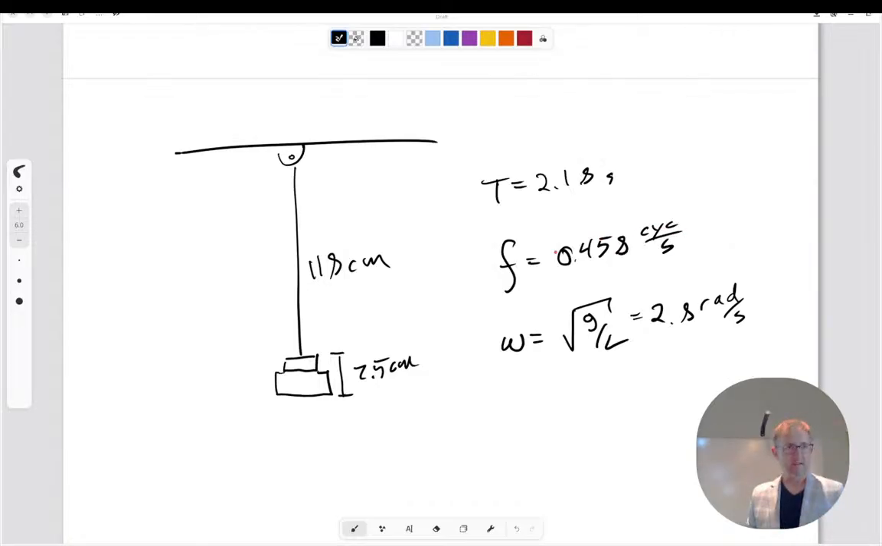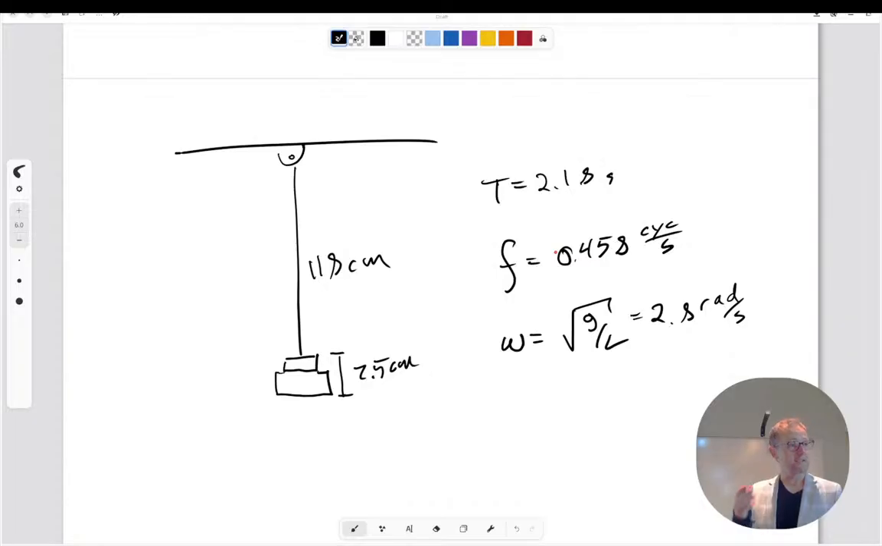Cycles per second. How do we feel about that? Those numbers? Did anybody, what other time periods did we come up with? Because that's the main thing that's easier to kind of measure here, right? It's hard to watch something and find the frequency.